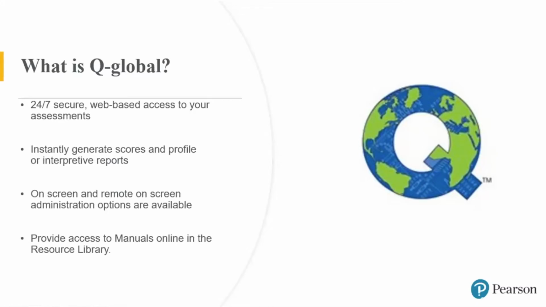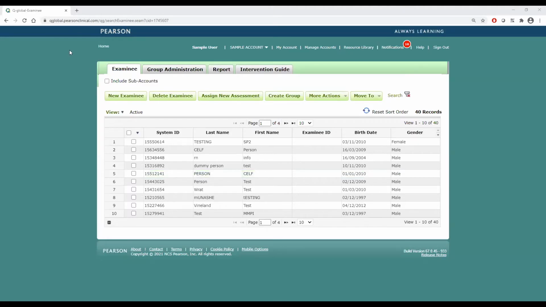Brilliant. Thank you, Richard, and thank you all for listening in today. Just going to bring up the Qglobal platform on screen and run through a demonstration of what users can expect to see and do with the WRAT-5 on the platform. So this is the landing page of Qglobal after you log in. As Richard said in the introduction, it is a web-based platform, and this is the web URL that you're logging into. It's username and password protected and is also two-factor authentication secure as well.